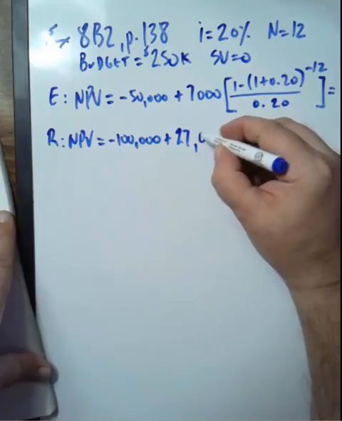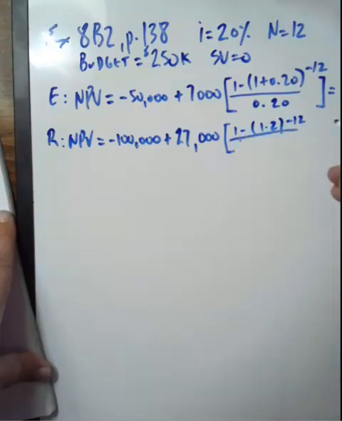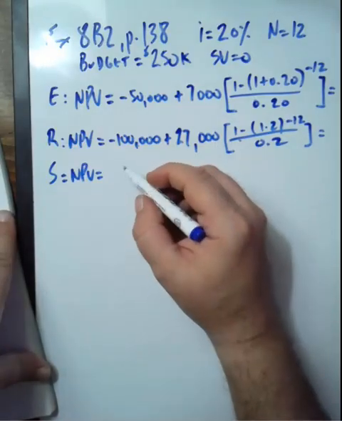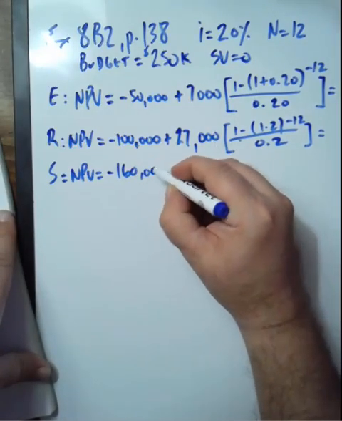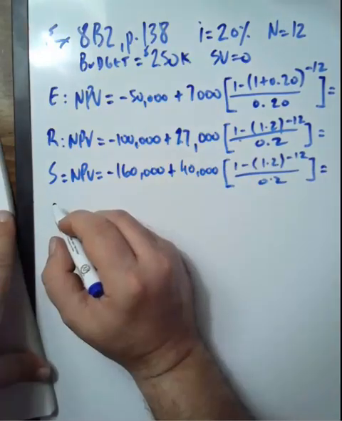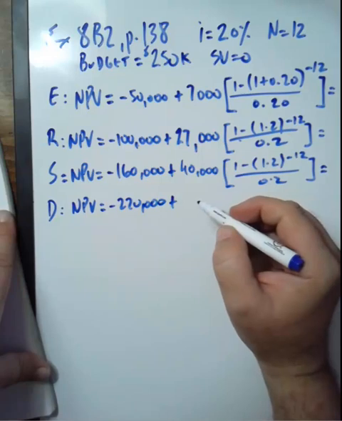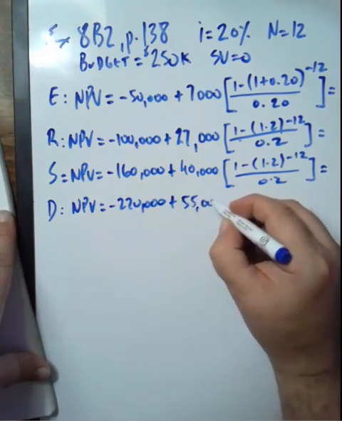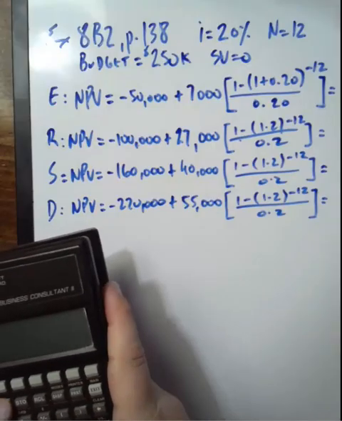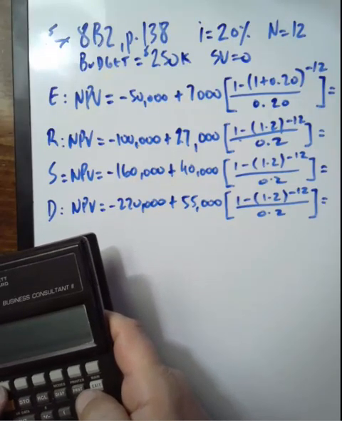So for the regular it is 27,000. The discounting factor is the same. They are all 12-year projects. And then we have the super with a $160,000 investment plus $40,000 annuity. And then we have the deluxe with $220,000 initial investment for a $55,000 annuity. So we need to check if there is any net present value that is negative, so that we can eliminate that option.